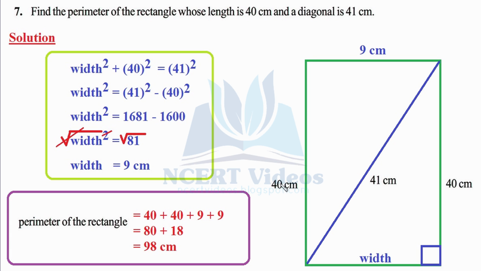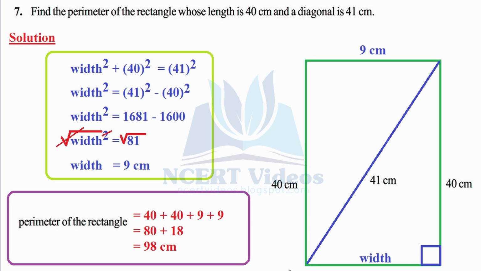40 cm, it means that this is also 40 cm because opposite sides of a rectangle are equal. And the diagonal is 41 cm. This is 41 cm and this will be the same as well, 41 cm. So we have taken only one, 41 cm. Now we have to find the perimeter.